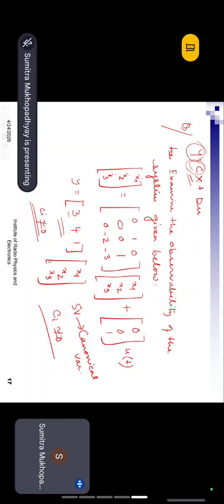That is the first step of the Gilbert testing method. But if you are not going with it, don't go with the Gilbert testing method, because it is easy for observability but you have to translate the system into canonical variable form. The next test will be the Kalman test.